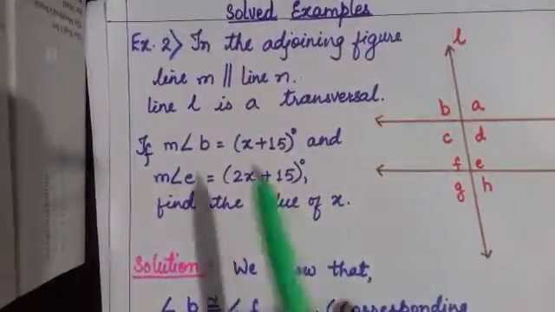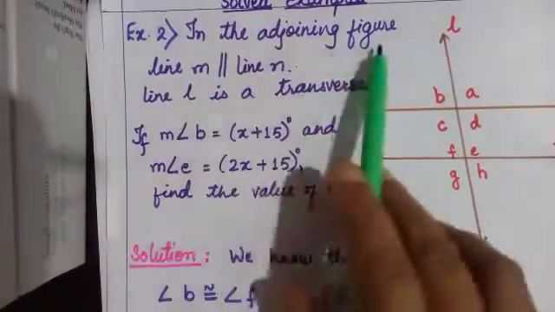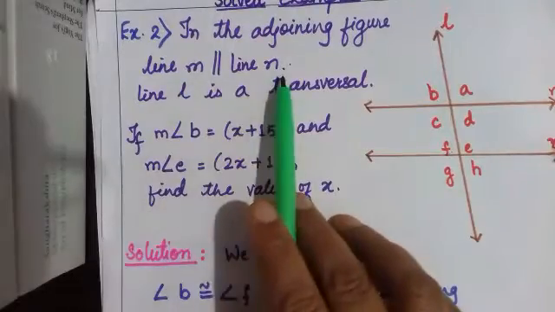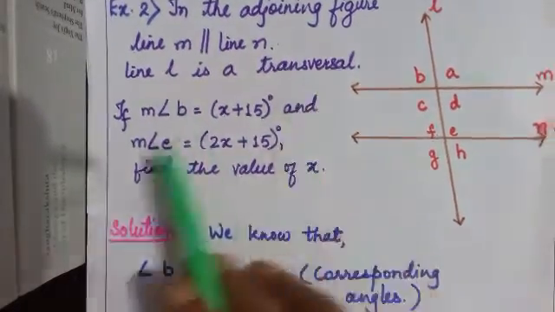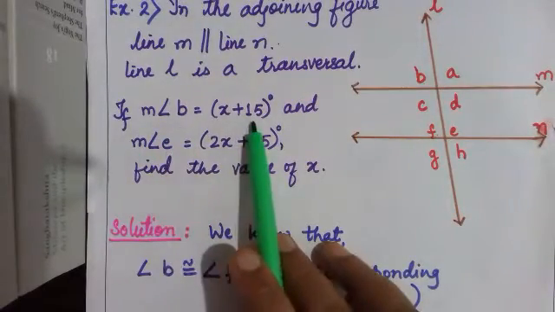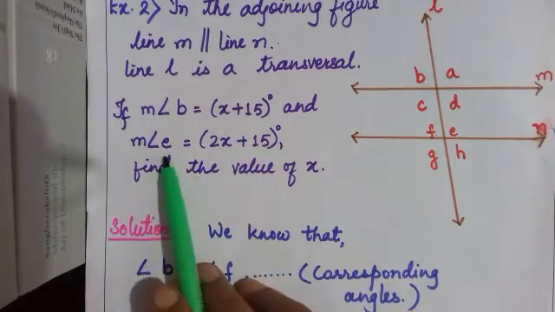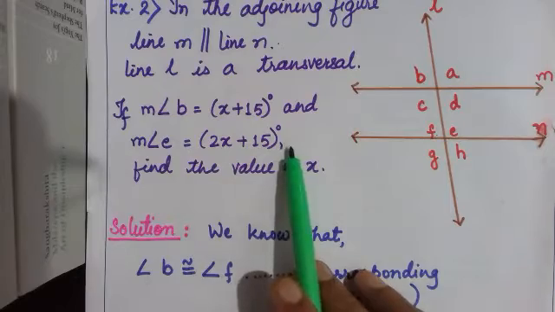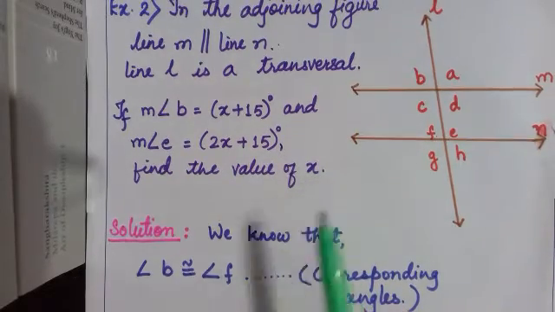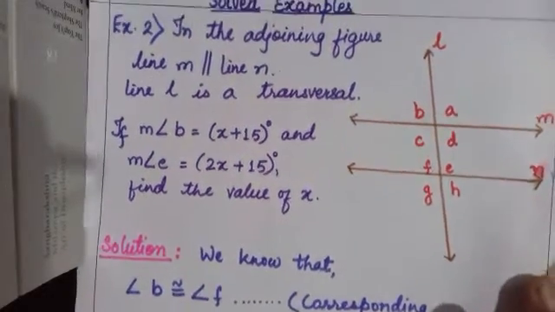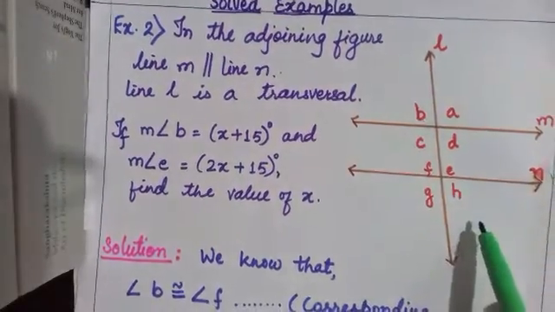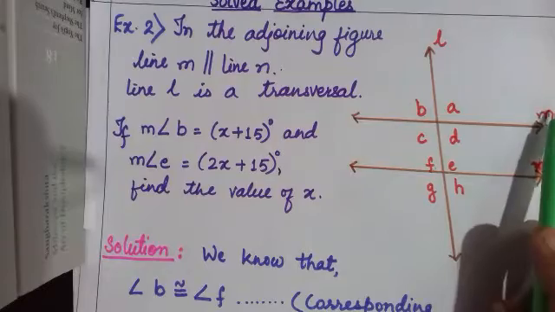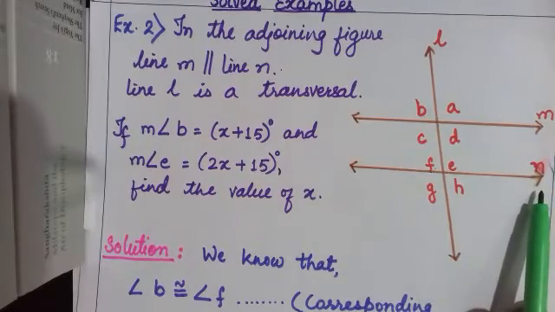See, example 2. The question is: in the adjoining figure, line M is parallel to line N, and L is the transversal. If measure of angle B is x plus 15 degrees and measure of angle E is 2x plus 15 degrees, we have to find the value of x. See the figure here, line L is a transversal, line M and line N are parallel lines.